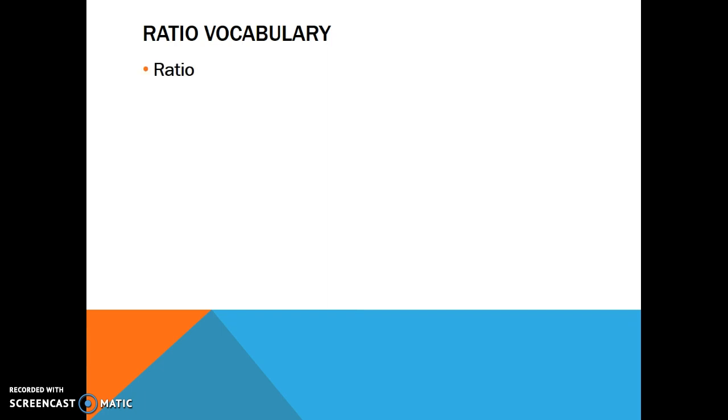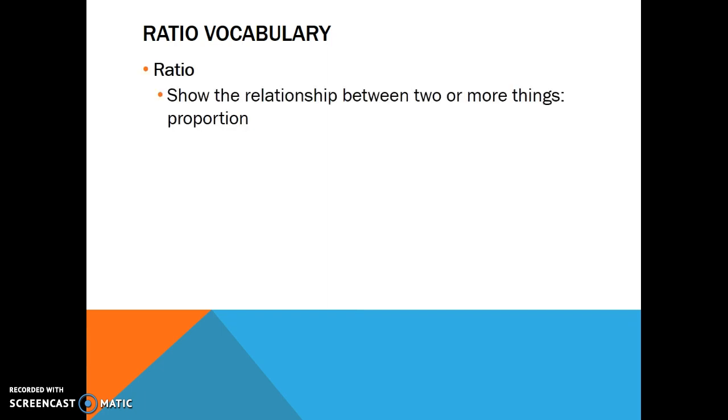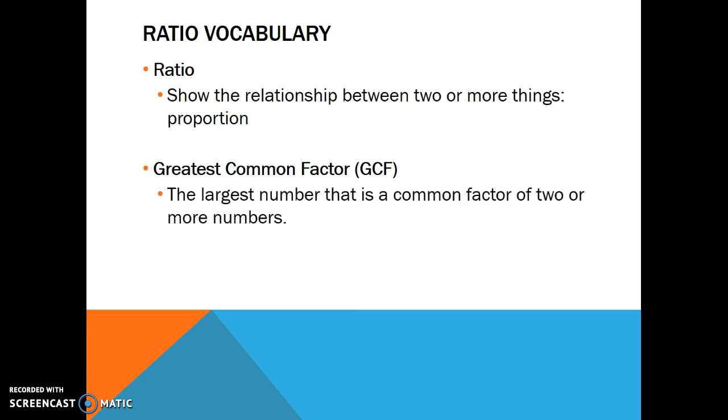So let's talk about ratios. A ratio shows the relationship between two or more things. It is a proportion. It's really important to remember that a ratio is a relationship. It is not a quantity necessarily. So we do not use units with ratios. The greatest common factor is the largest number that is a common factor of two or more numbers.